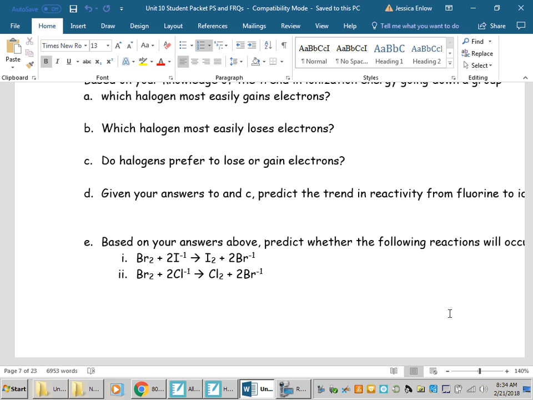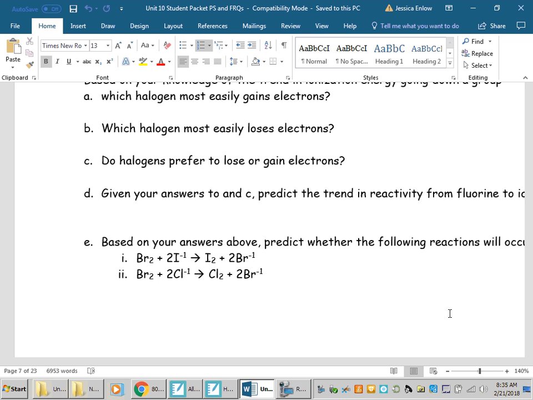And then do halogens prefer to lose or gain? Gain. And then given your answers, how does reactivity play into this for fluorine versus iodine? So does it increase in reactivity from fluorine to iodine, or does it decrease in reactivity from fluorine to iodine? Decreases in reactivity. So reactivity can come in two forms. Reactivity means the ability to exchange electrons. Nonmetals are going to do what with their electrons? Gain electrons. So fluorine's more willing to gain electrons because it's got less shielding. Iodine is less willing to gain electrons, but it still wants to because that's more shielding. It's all about the shielding on that row right there.